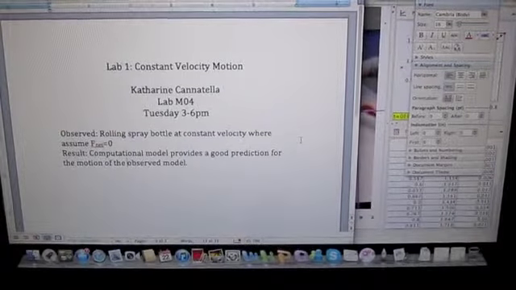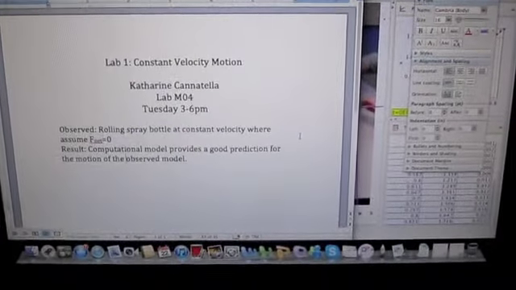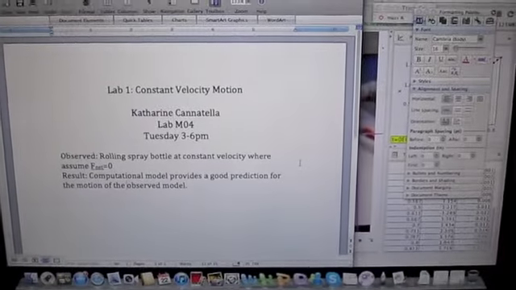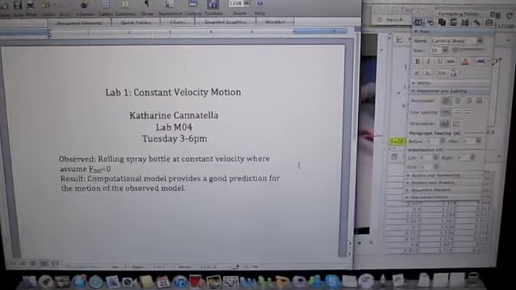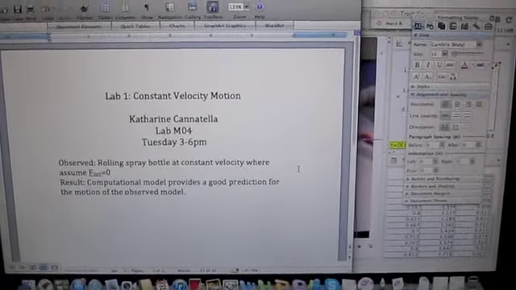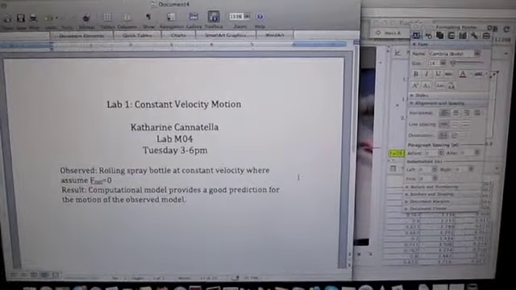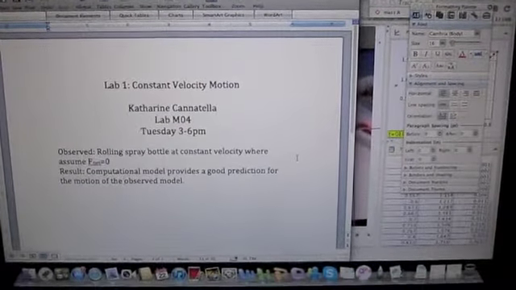My name is Catherine Canatella, and this is my constant velocity motion lab. A rolling spray bottle at constant velocity, where Fnet was assumed to equal 0, was observed, and it was discovered that the computational model provides a good prediction for the motion of the observed model.